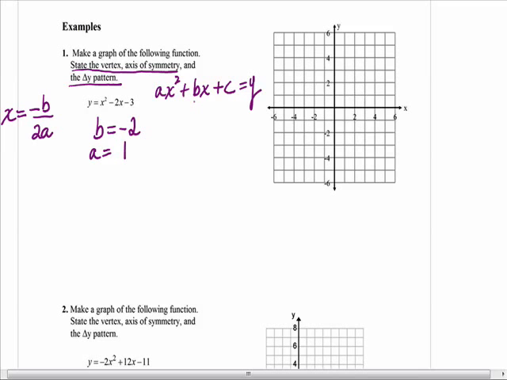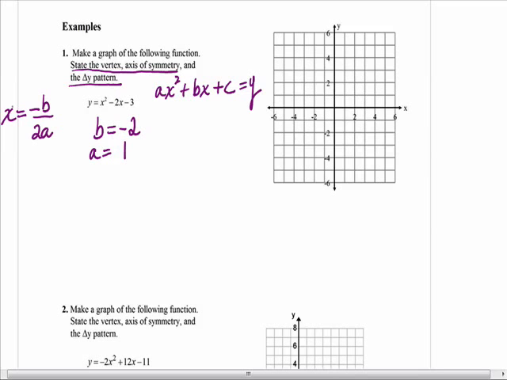Yes, Aaron? If b on the equation, b is a -2. On the equation, yeah, I have -2 right here. All right, because this says plus, and since this is a -2, we have to make the b value -2.